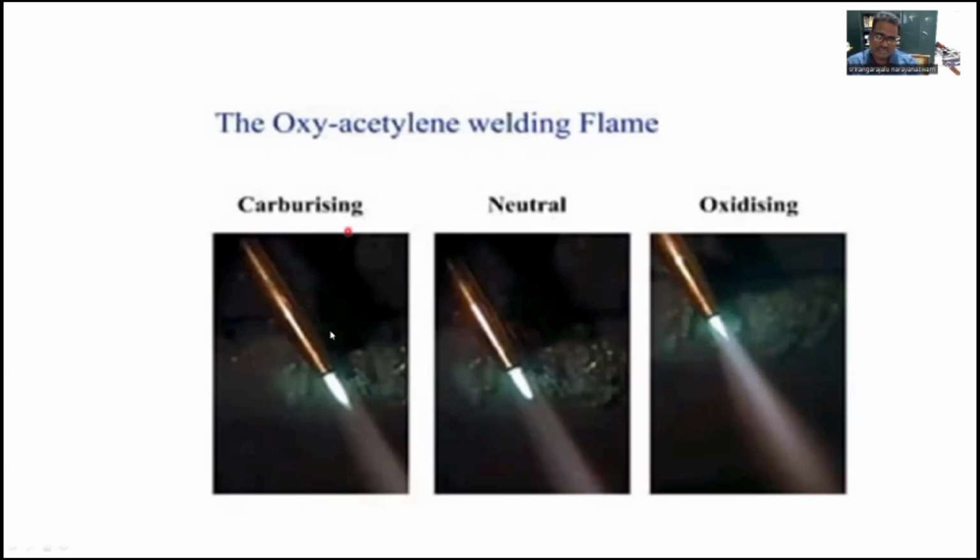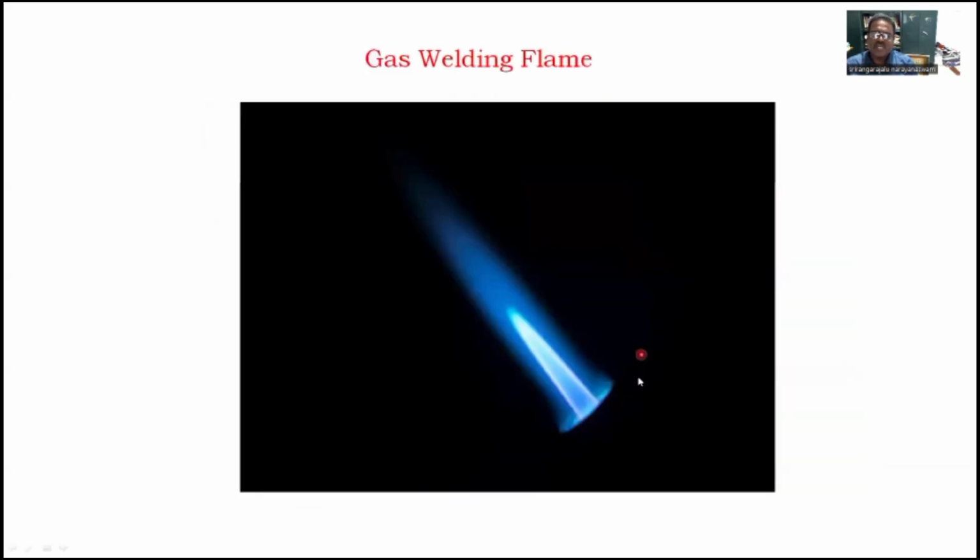Here there is a flame photograph. I can clearly explain the carburizing flame, the neutral flame, and the oxidizing flame. The oxidizing flame has a higher temperature than the other types of flames. So the gas welding flame is clearly visible here. This is the inner cone, temperature 3200 degrees centigrade, light blue color, and then the dark blue color is the outer cone, and the feather is also provided.